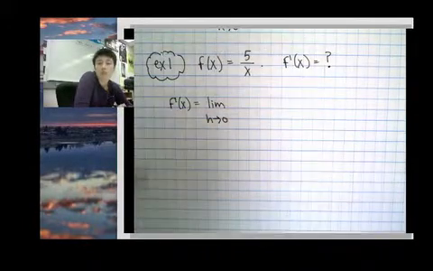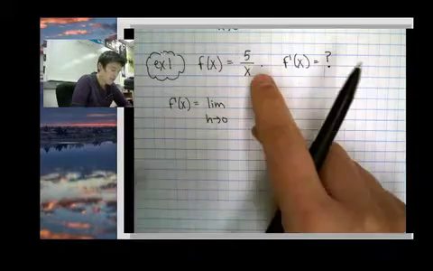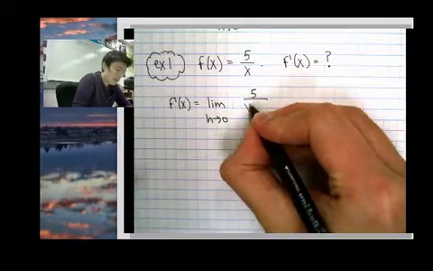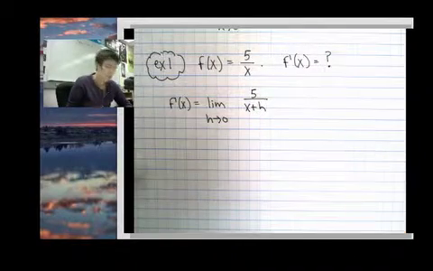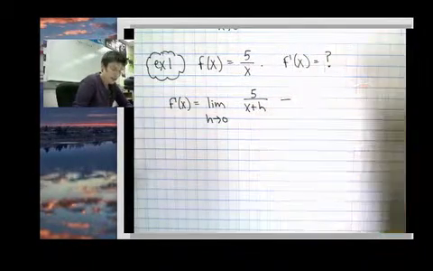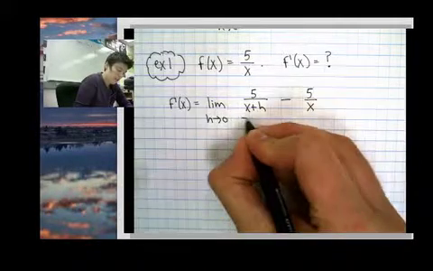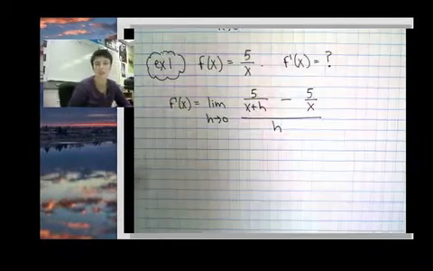And we're going to do f of x plus h. So everywhere there's an x, we add a plus h. So instead of 5 over x, it's 5 over x plus h. Minus f of x, so 5 over x, all over h. And there's our limit. That's the thing we got to solve.